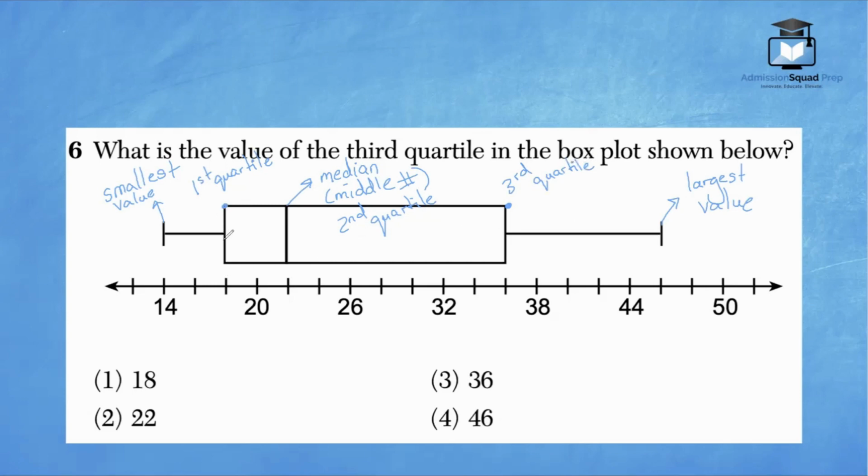We can tell that the first quartile is 18 because we're counting by 2s on this number line, and the third quartile is 36. So our answer is choice number 3. Let's move on to the next question.